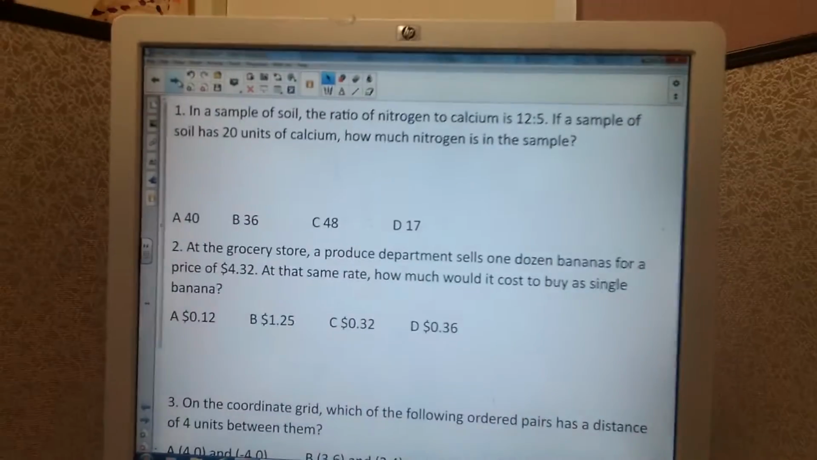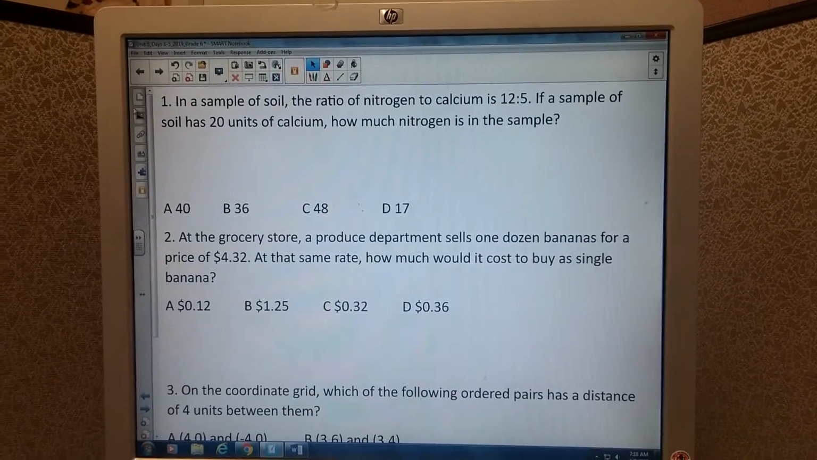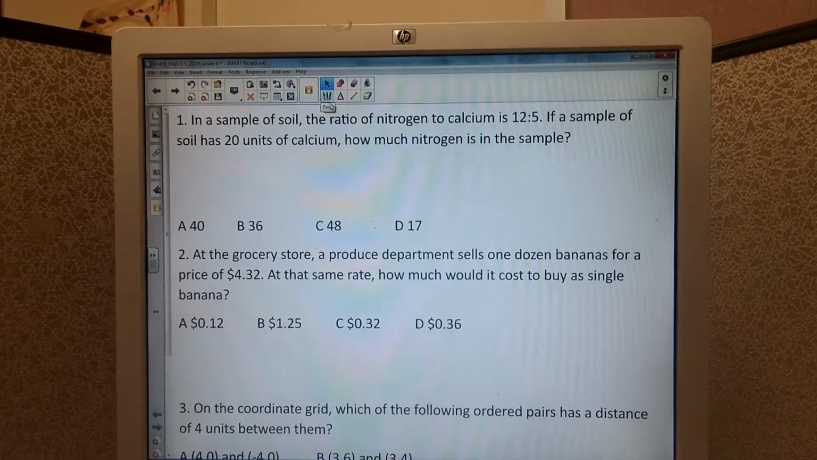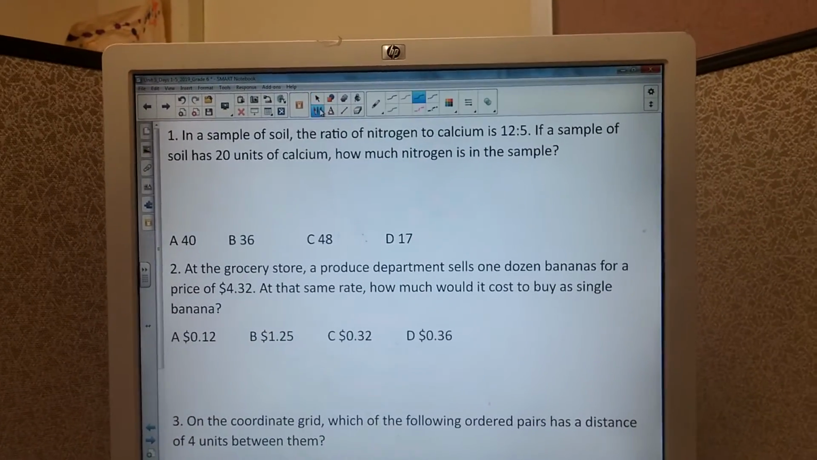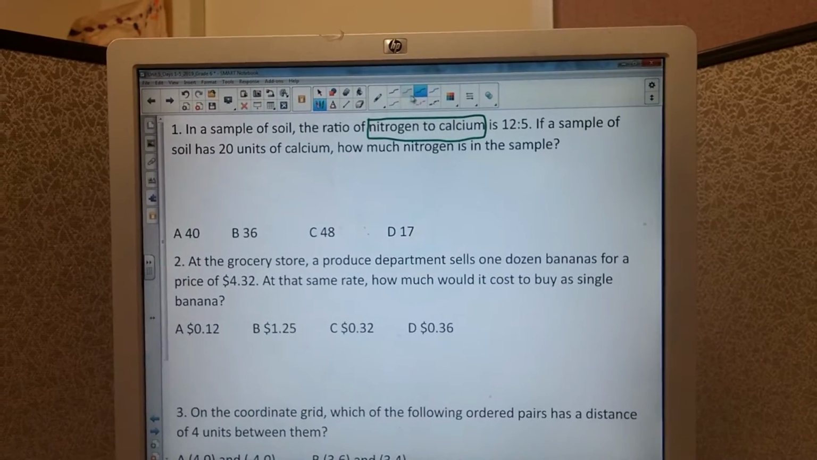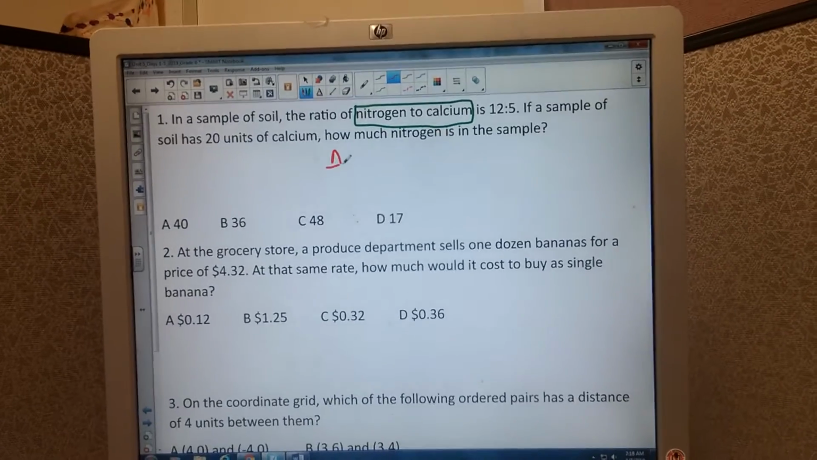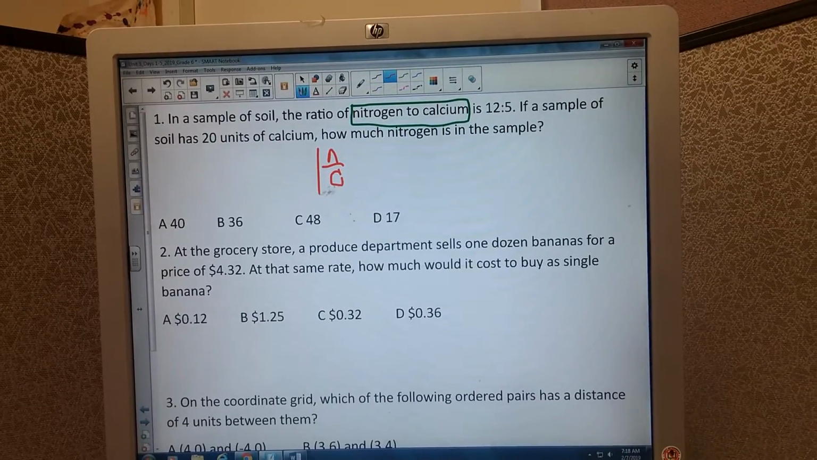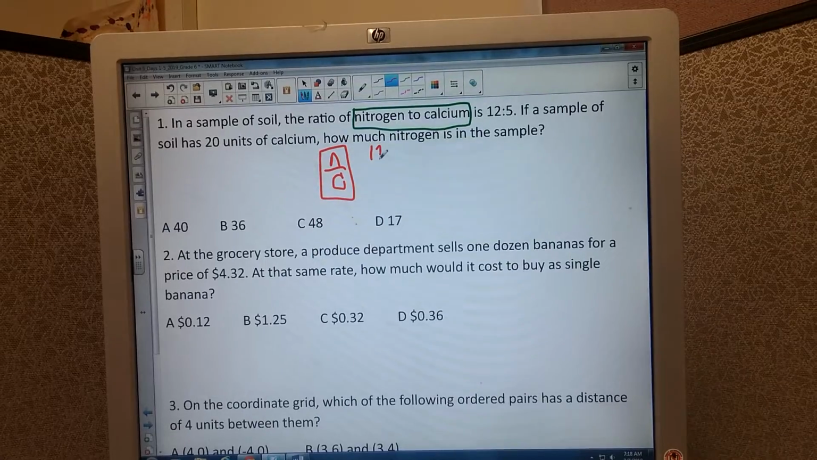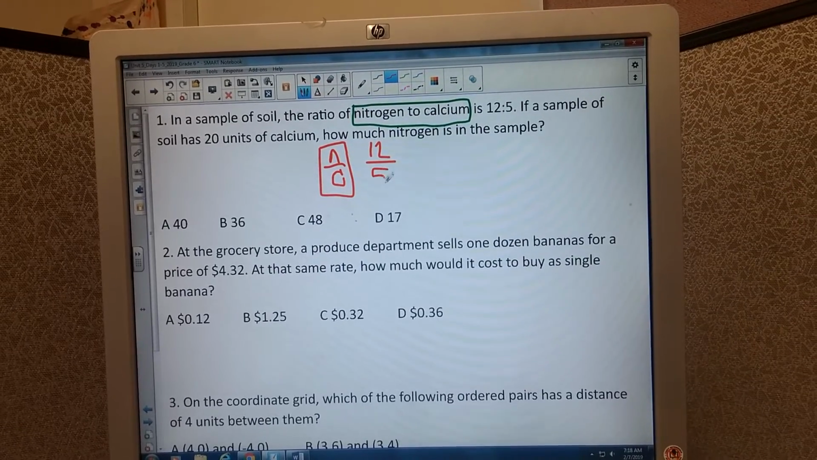Okay, here we go. In a soil sample, the ratio of nitrogen to calcium is 12 to 5. If a sample of soil has 20 units of calcium, how much nitrogen is in the sample? So first thing I notice, we're talking about a ratio comparison between nitrogen and calcium. So that's what we're going to make our ticket, nitrogen to calcium. That's what's being compared. We know that there are 12 units of nitrogen for every 5 units of calcium.